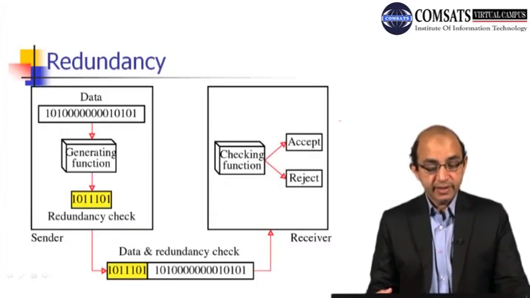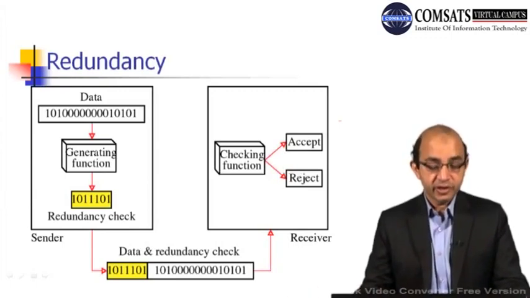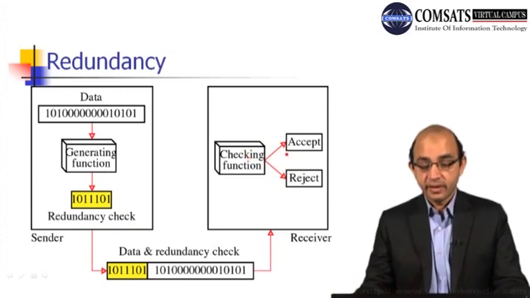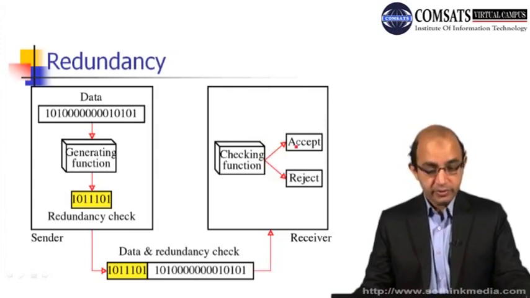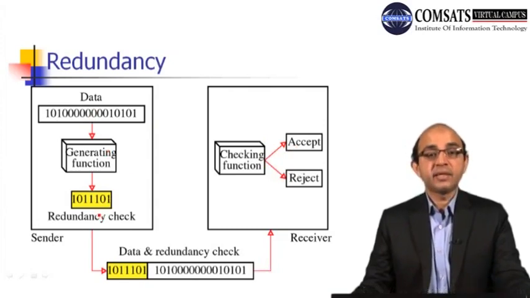So redundancy, so you can see that data, original data, and then we have the generating function and redundancy check, and this is the sender, and on the receiver side we have the checker. So we have to decide either to accept data or to reject data. So this is the addition of redundancy, right? So this is the data and this is the redundant data or redundant bit.